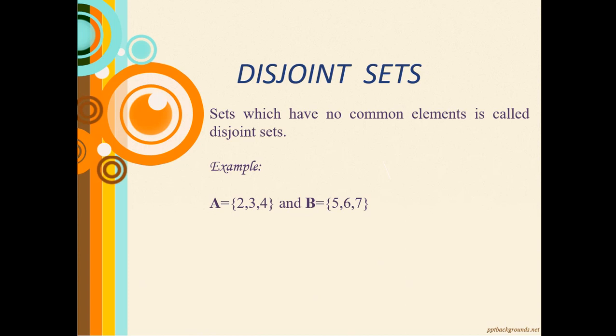Sets which have no common elements are called disjoint sets. If we have two sets and they have no common elements, we call them disjoint sets.